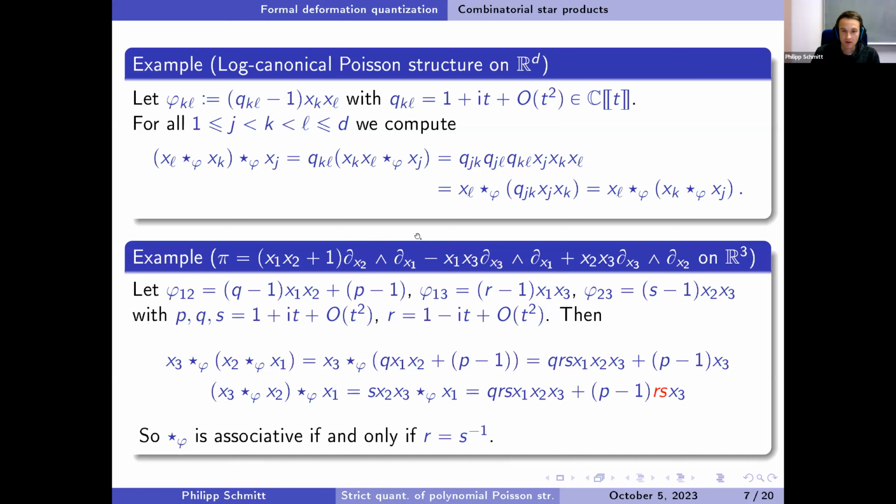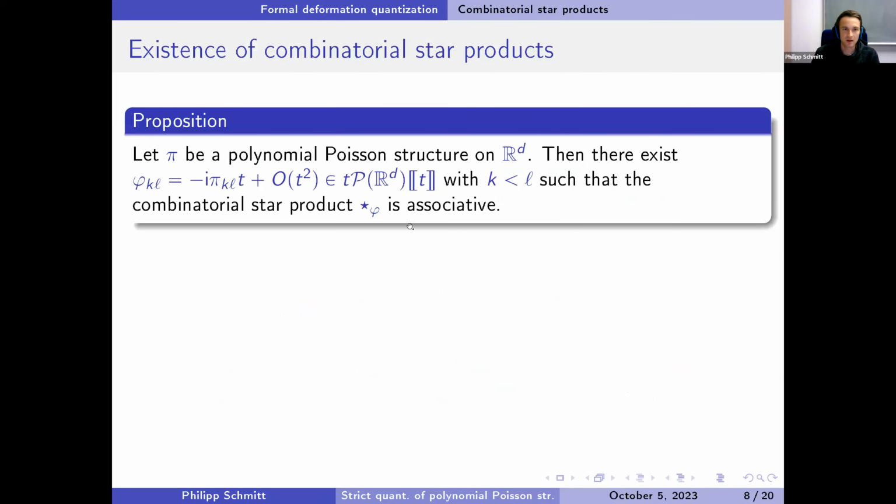Okay, next, what I would like to do is show you that every polynomial Poisson structure can actually be quantized by one of these combinatorial star products. So basically, whenever we start with a polynomial Poisson structure on R^d, there exist these coefficients phi kl of this form, so in lowest order starting with minus i times pi kl, such that the combinatorial star product will be associative.